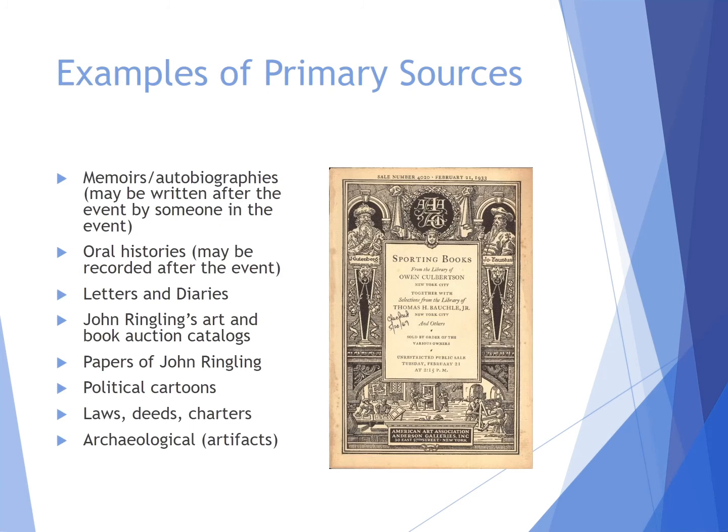Some examples of primary sources include memoirs, autobiographies, which may be written after the event by someone in the event, oral histories, which may be recorded after the event, letters and diaries, John Ringling's art and book auction catalogs, papers of John Ringling, political cartoons, laws, deeds, charters, and archaeological artifacts. Not all primary sources are published or are in copyright. The Ringling Archives has many unpublished primary sources in our holdings.